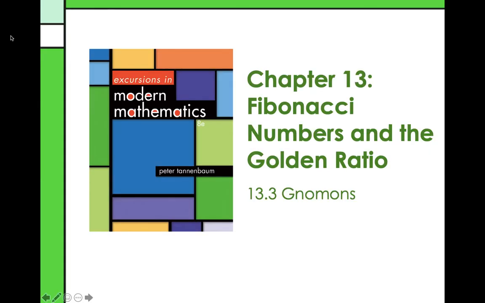We are now in the third part of chapter 13. So in this chapter about Fibonacci numbers and the golden ratio, we're now going to start to see where these numbers show up in a geometric sense. And this is going to be the study of what are called gnomons.